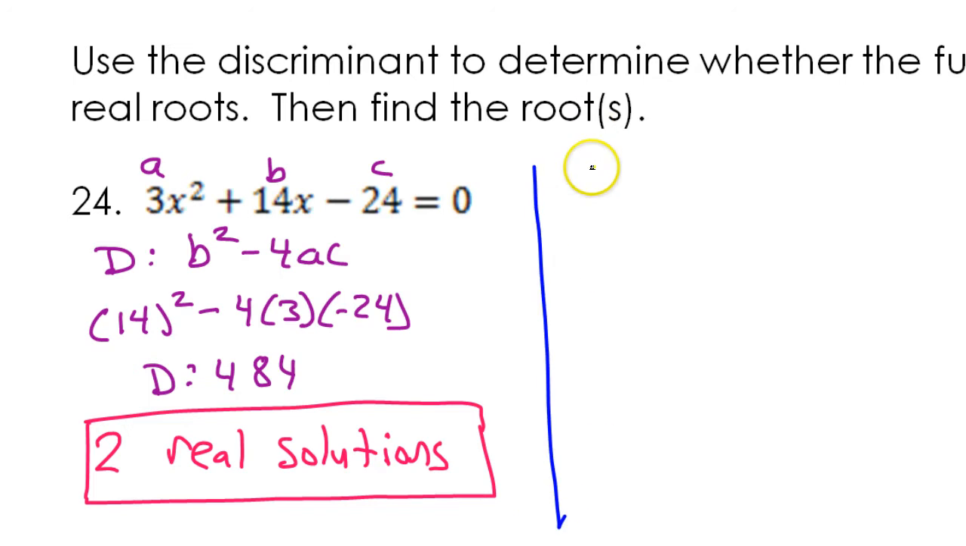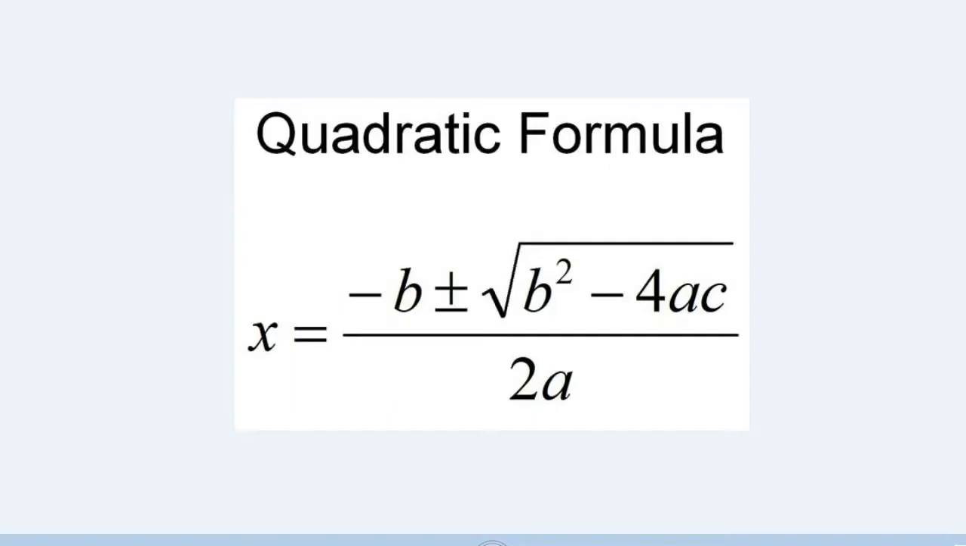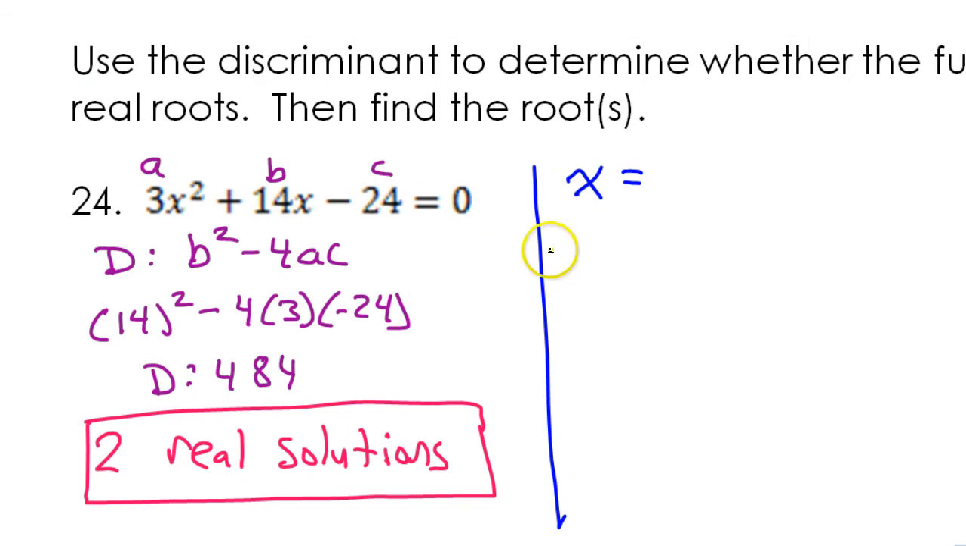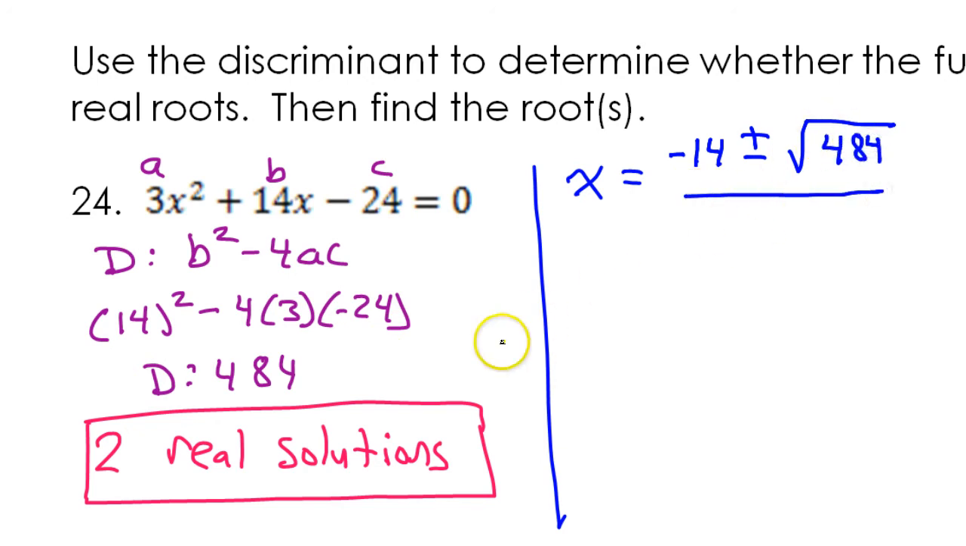to find the roots. So according to the quadratic formula, x will equal the opposite of b plus or minus square root blah blah blah over 2a. So first, opposite of b. b is 14, so the opposite of b is negative 14, plus or minus square root. Then it's b squared minus 4ac, which we already found, so that's 484. All over 2a. A is 3, so 2a is 6.